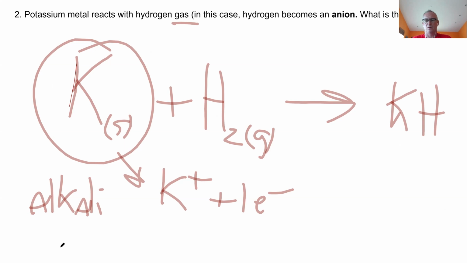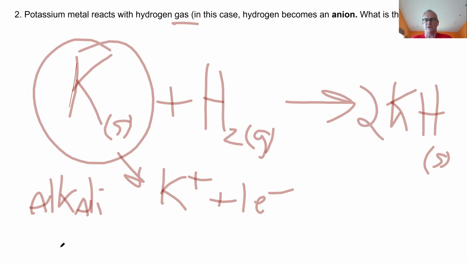Just KH. We haven't really dealt with hydrides before, but that's going to be a solid. Okay. Now, how is our equation balanced? No. How do we balance the equation? I think we should balance the hydrogen first. Okay. Put a 2 in front of KH. Okay, I'll put a 2 there.